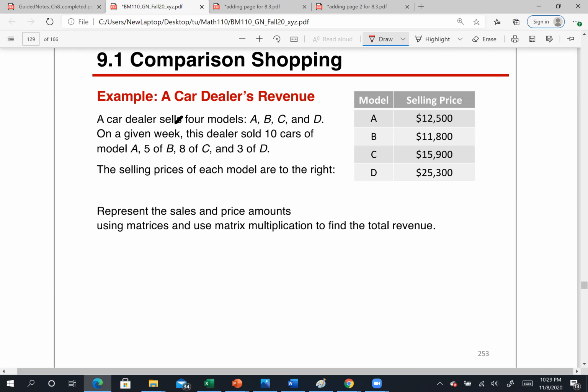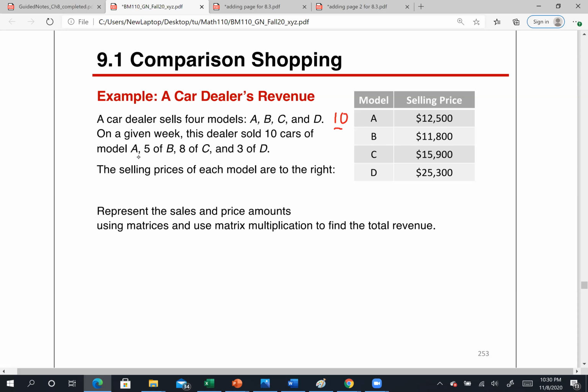In here we will have an example for car dealer revenue. A car dealer sells four models: A, B, C, D. On a given week, this dealer sold 10 cars of model A, 5 of B, 8 of C, and 3 of D. So I'm going to write here 10 A, 5 B, 8 C, and 3 D. The selling price of each model is to the right.